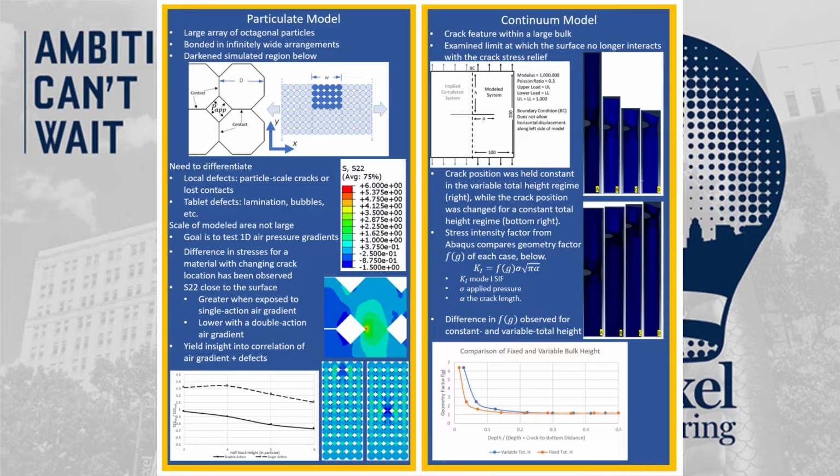We compared the ratio of the top crack adjacent S22 and the middle crack adjacent S22 and found the single action profile developed a ratio greater than 1 for all compact heights, while the double action profile remained under 1. This indicates the propensity of defects to develop at certain heights is heavily dependent on the location of the maximum interstitial air pressure as well as the magnitude of the pressure.